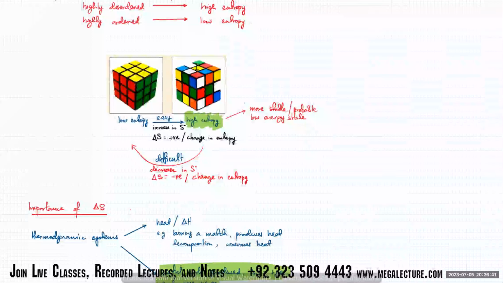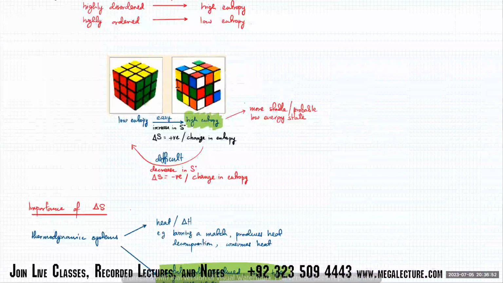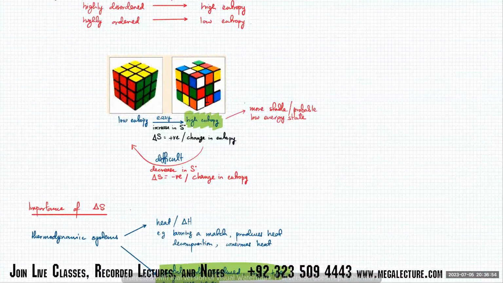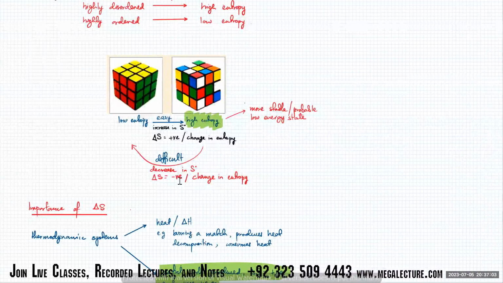You get a higher probability for that. It's a more probable low energy state. High entropy is difficult. Sorry, low entropy is difficult. High entropy is the more probable one, the more stable, the low energy state. If you gain entropy, that's delta S positive. If you lose entropy, that's delta S negative.